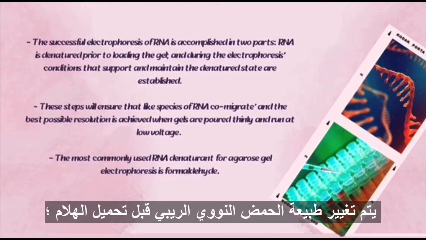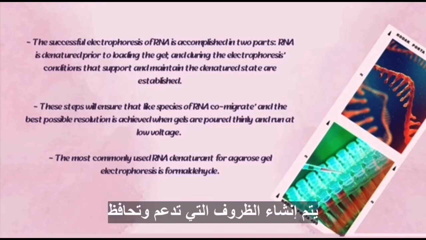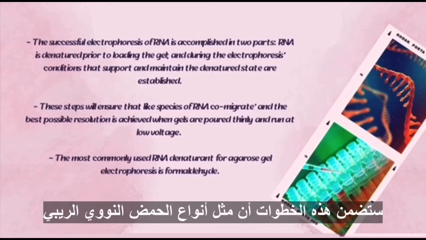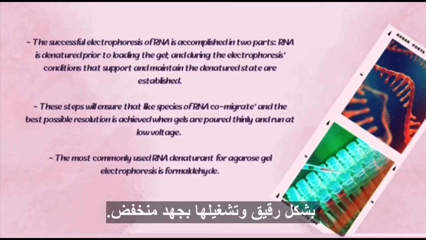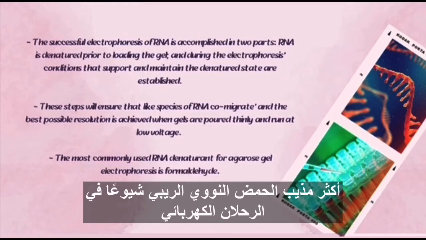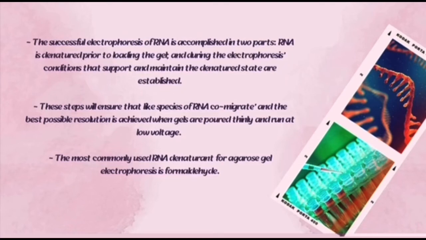RNA is denatured prior to loading the gel, and during the electrophoresis, conditions that support and maintain the denatured state are established. These steps will ensure that like species of RNA comigrate, and the best possible resolution is achieved when gels are poured thinly and run at low voltage. The most commonly used RNA denaturant for agarose gel electrophoresis is formaldehyde.